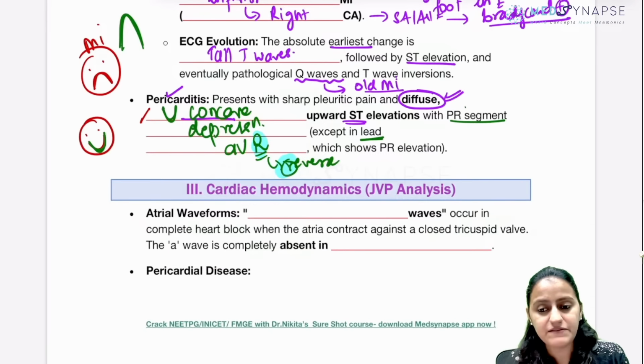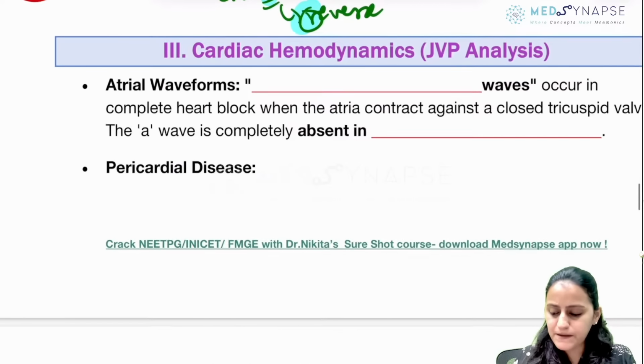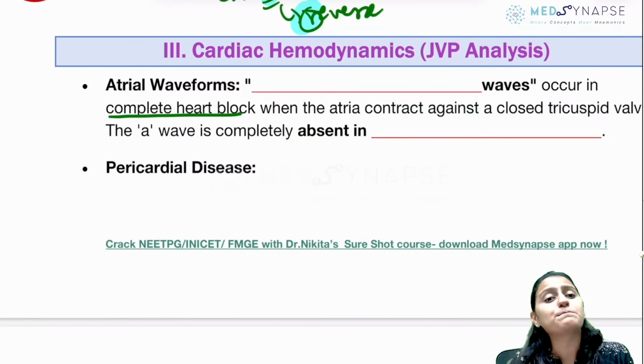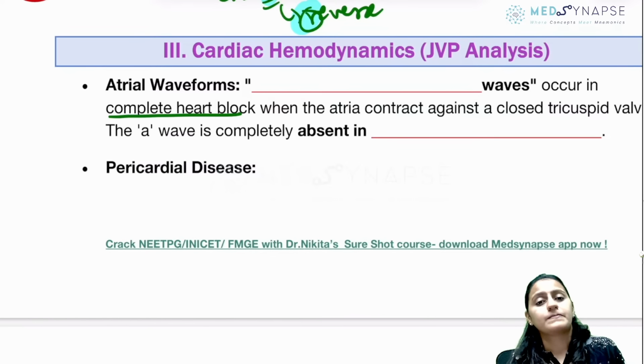Okay, right? Going to JVP. In complete heart block, what waves do you see? The atrium is contracting against the closed tricuspid valve. There is no relation between atrium and ventricle. So very tall A wave, which is called Cannon A waves. Okay, Cannon A wave is seen in heart block.